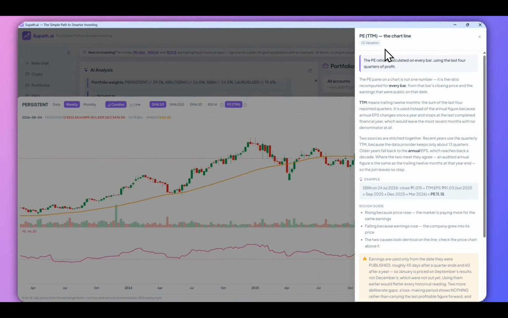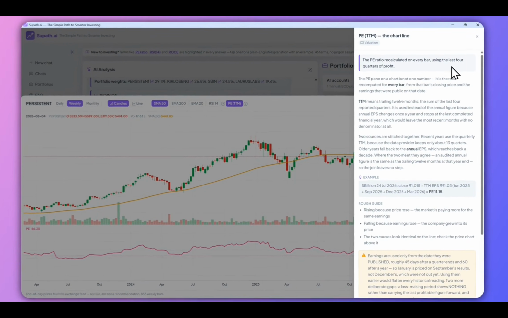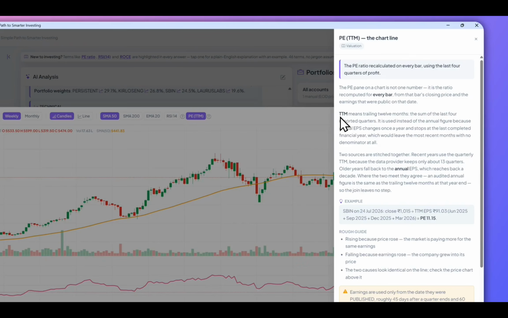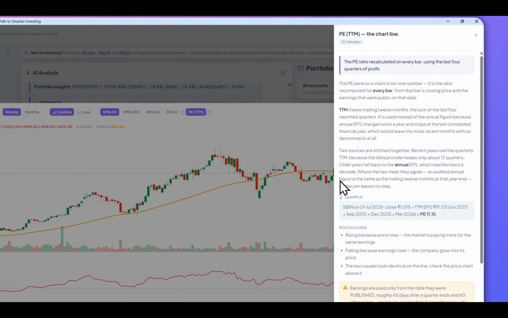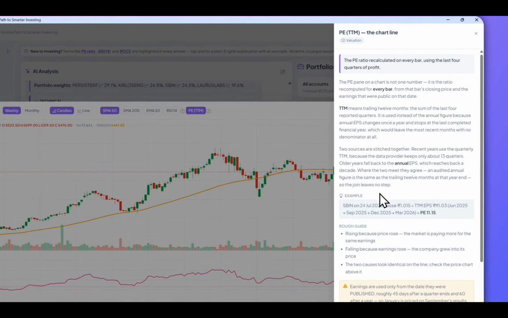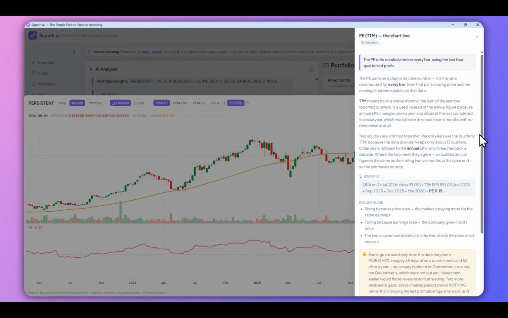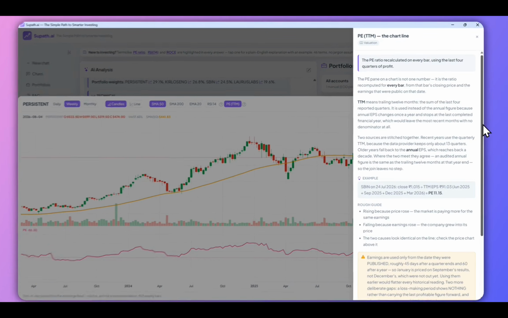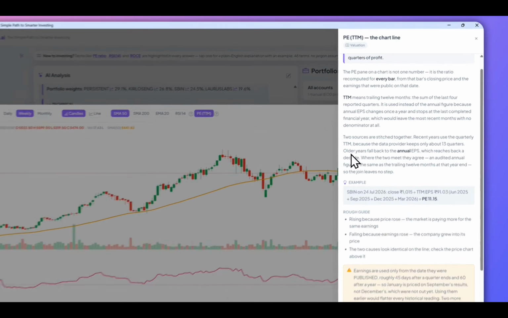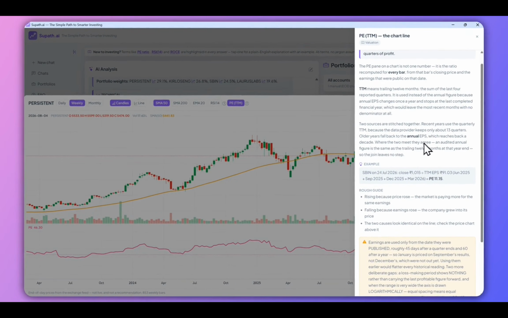It explains why trailing 12 months is used rather than the annual figure. An annual EPS number changes once a year and stops at the last completed financial year, which would leave the most recent months with no denominator at all. It explains how two data sources are stitched together: quarterly trailing 12 months for recent years, annual EPS reaching back a decade for the older ones, and why the join leaves no visible step.